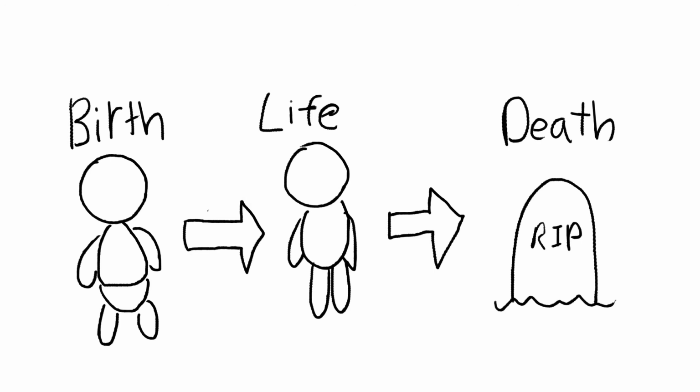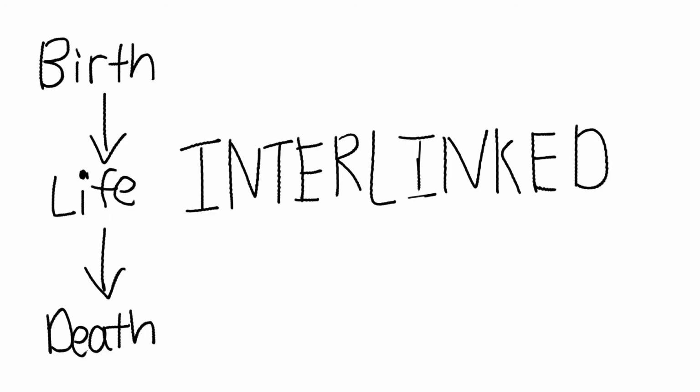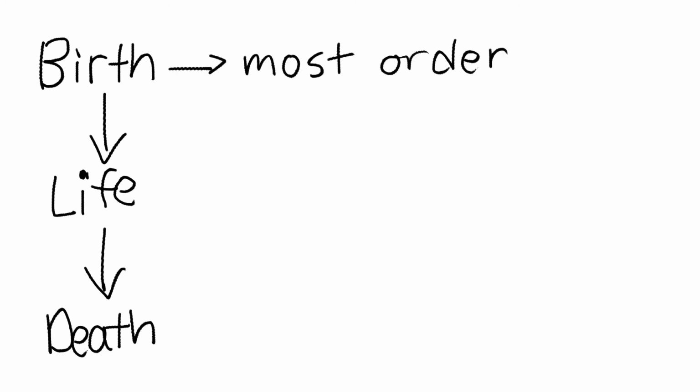Entropy, the idea that closed systems such as our universe progress from a state of order to a state of chaos, is closely linked to this idea. The idea of birth to life to death is interlinked with this, as a birth is the time in your life when your body is most in order, while your death is the time in your life when your body is least in order.